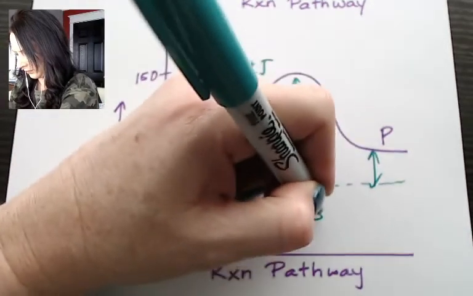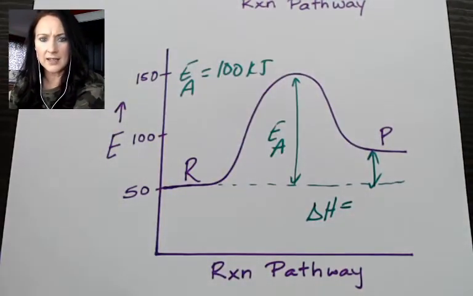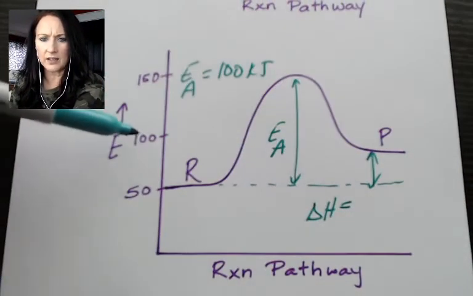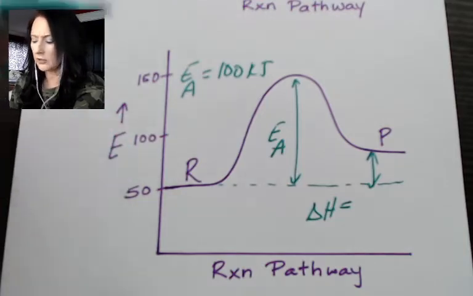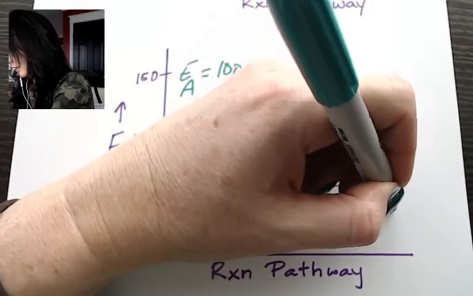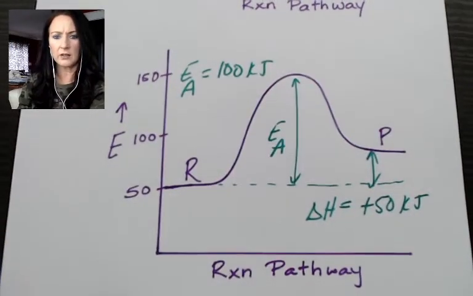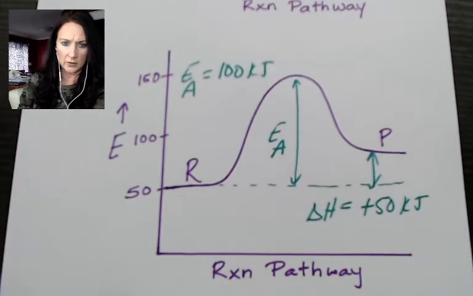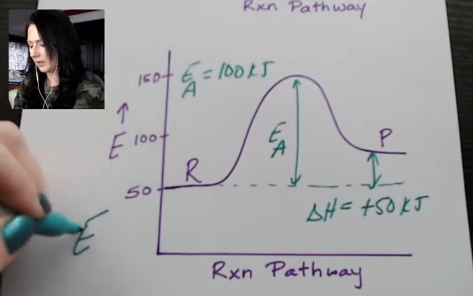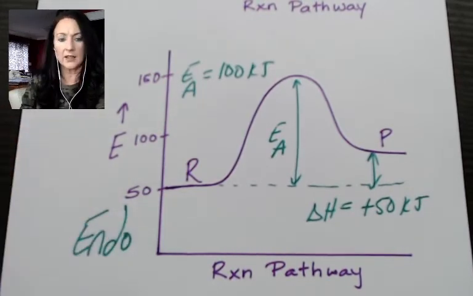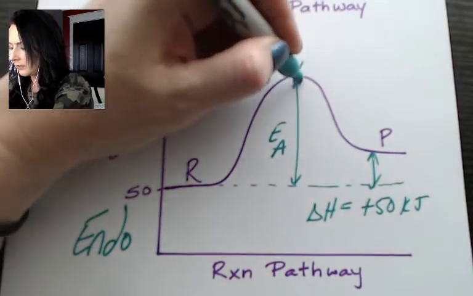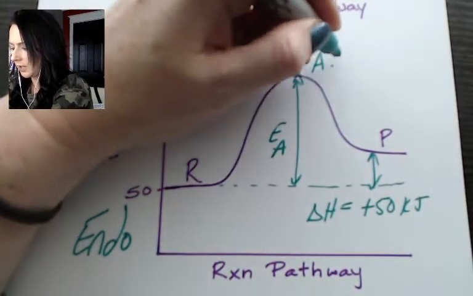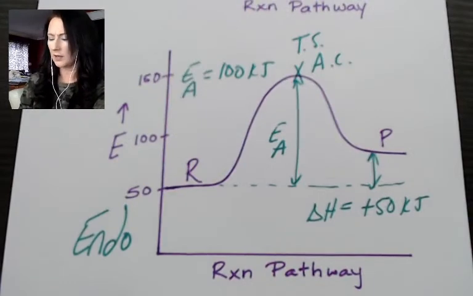And in this example, your delta H is the products here, let's say this is about 100 and 50, so the final 100 minus initial 50 gives me a positive 50 kilojoules for this one. Because I know delta H is positive, I can now say that this is an endothermic reaction. You might also be asked to show your transition state or your activated complex. Of course, same place at the top of the hill. All right, always in the same place in these graphs.